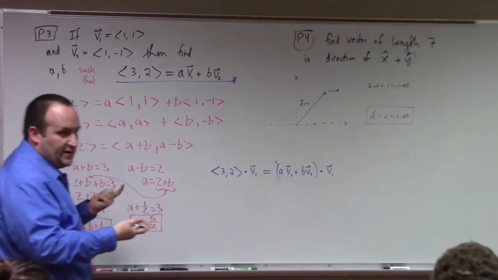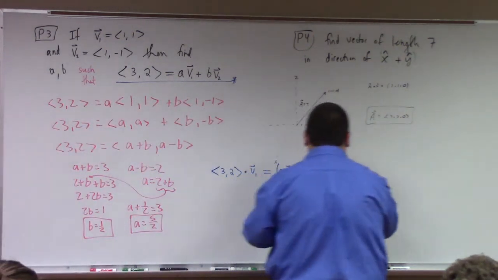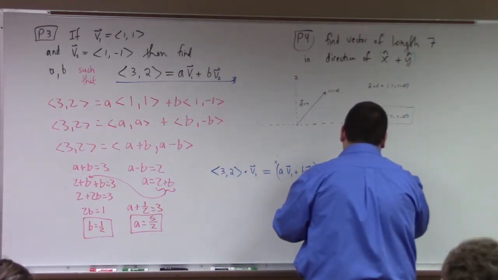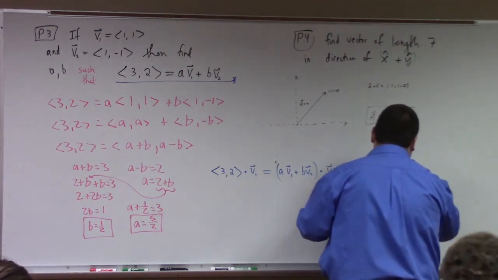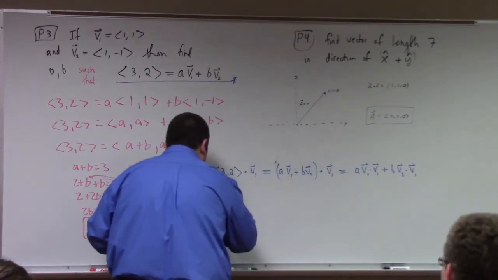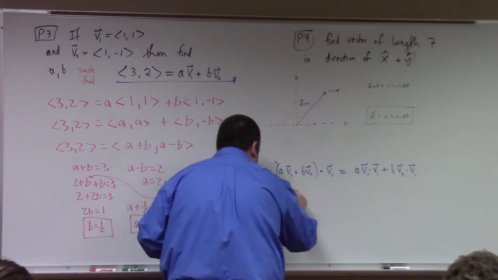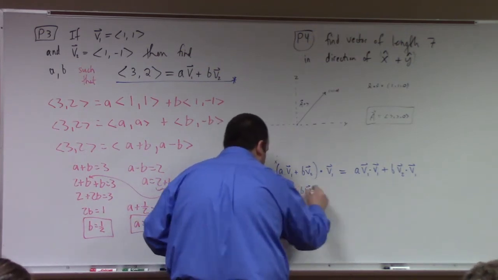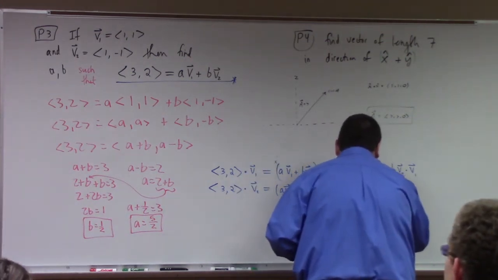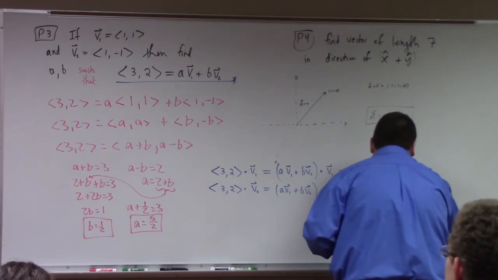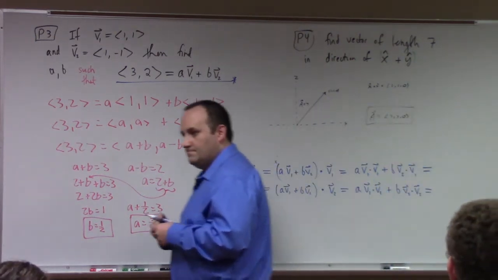So if we take the equation star and we take the dot product with v1 on both sides, we get this, right? But then by properties of dot products, this is a v1 dot v1 plus b v2 dot v1, right? And likewise, we can take the dot product of the equation with v2. Right, and by properties of the dot product, that's a v1 dot v2 plus b v2 dot v2. Right?